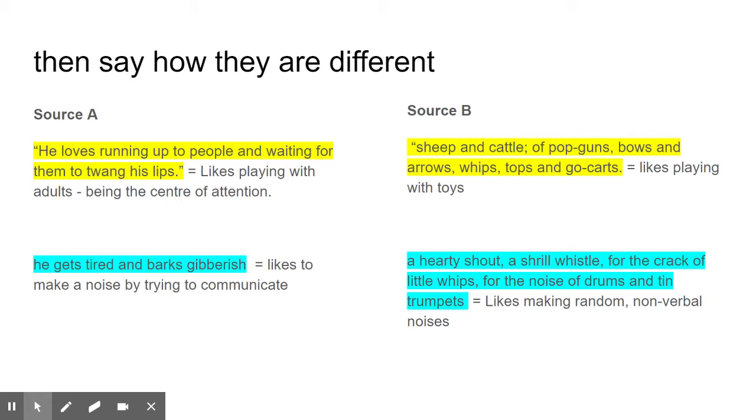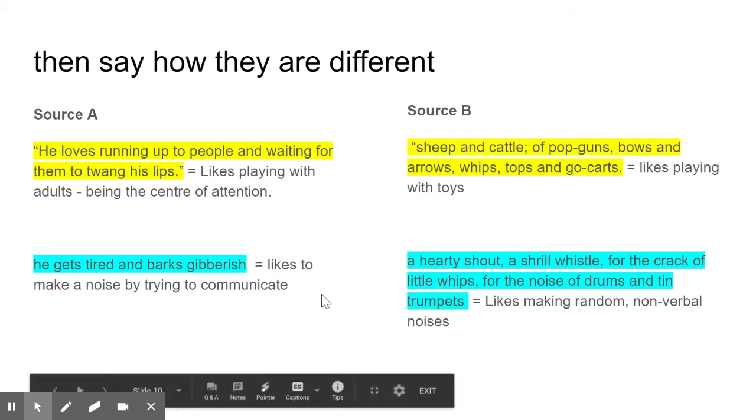So the fact that the little boy loves running up to people and waiting for them to twang his lips shows me that he likes playing with adults. He likes being the center of attention. The boy in source B, on the other hand, likes playing with toys. In source A, they both like to make noises, so I pulled out those details.